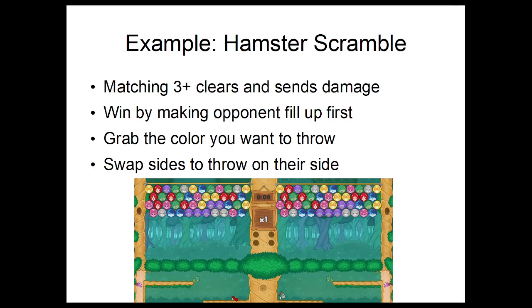it's in the versus mode. There's 2 players, 1 on each side, and you're trying to clear your board. As you do that, it will send lines to the opponent and push their field down. Whoever's field hits the bottom first loses. So you win by making the opponent fill up first. Then you run around on the bottom part of the screen, grab the hamsters and throw them, and you're trying to match the colors. Something special about this game is that you can swap to the other person's side of the field and then throw things on their side of the field.